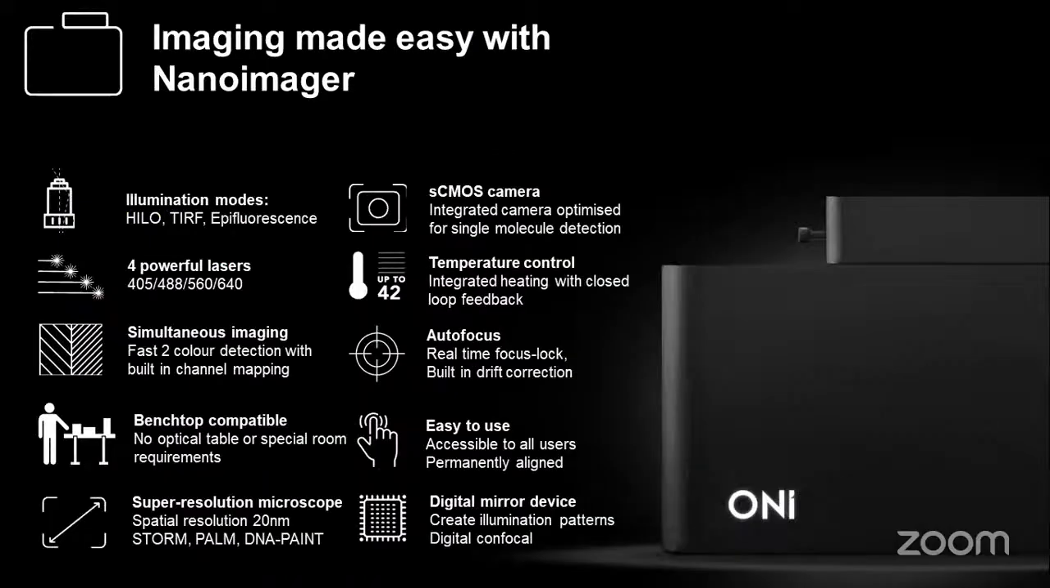So to give you a bird's eye view, these are the modes we offer. That is HiLo, TIRF, and epifluorescence is what the microscope can do. It is a 4 laser system, that is 405, 488, 560, and 640. These are the 4 lasers, and you'll have a split screen. That means to say you can do 2 simultaneous imaging at once, and you don't need an optical table or special room requirement, as I mentioned before.